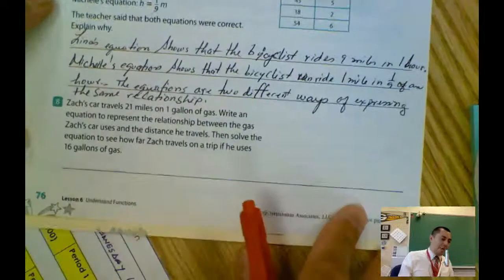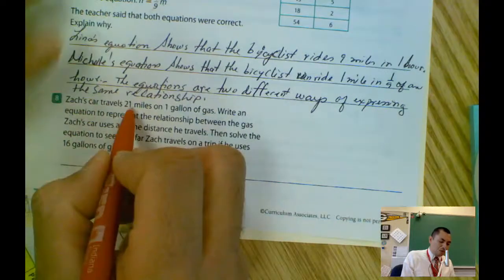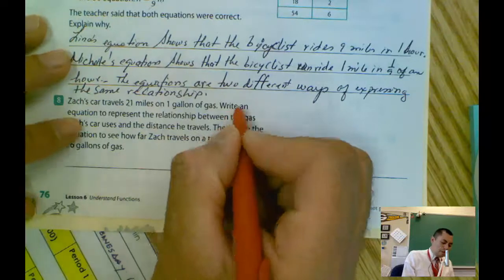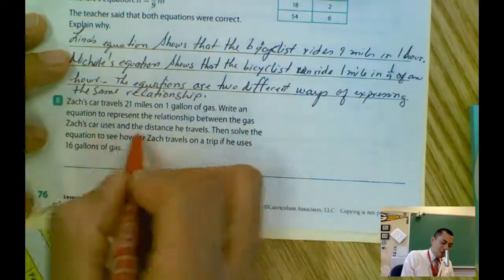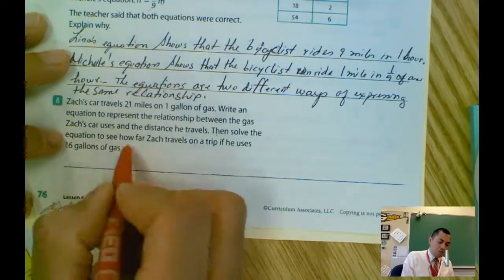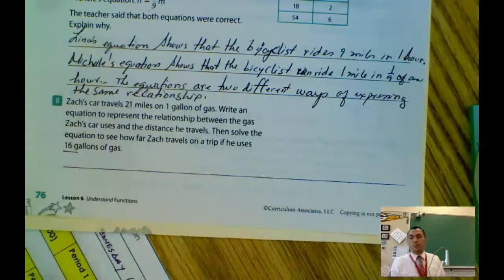And then number 8 is a medium problem. You have that Zach's car travels 21 miles in 1 gallon of gas. Write an equation to represent the relationship between the gas Zach's car uses and the distance he travels. Then solve the equation to see how far Zach traveled on a trip if he uses 16 gallons of gas.